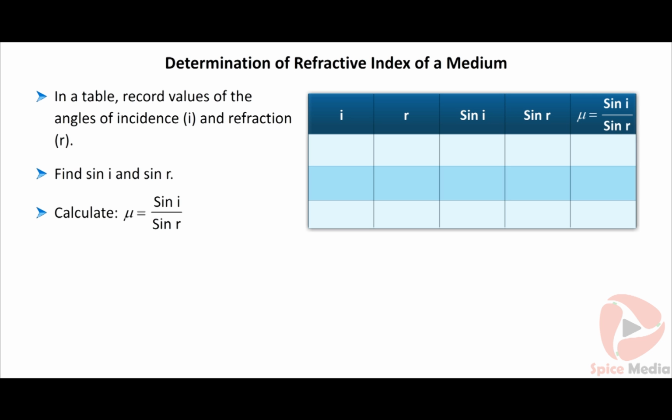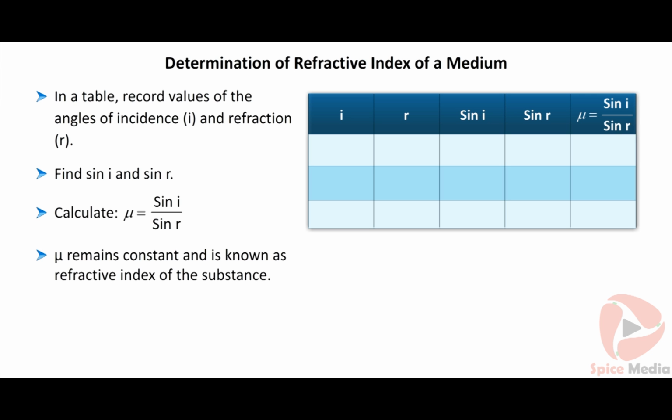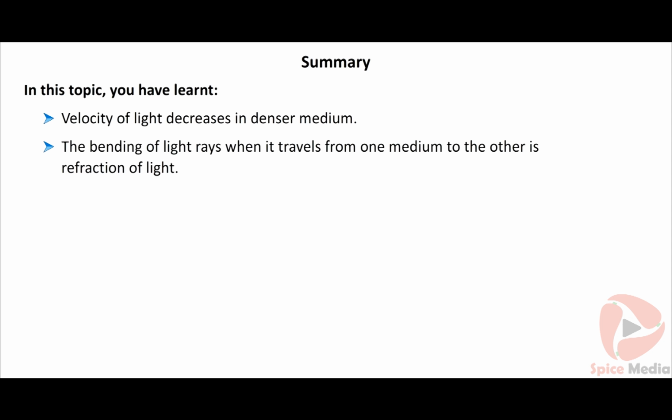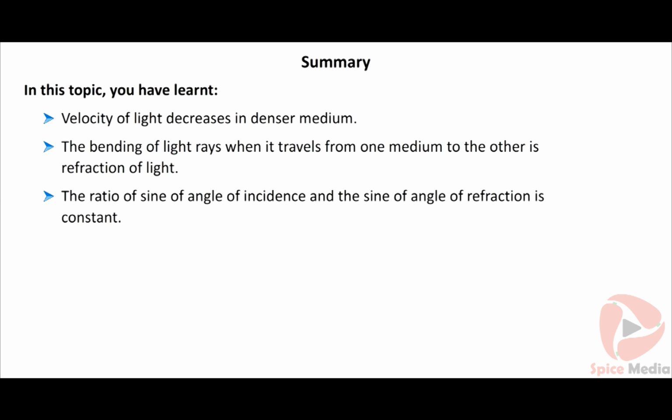You observe that the value sin i by sin r is constant. The average value of sin i by sin r is the refractive index of the glass slab. In this topic, you have learned velocity of light decreases in a denser medium. The bending of light rays when it travels from one medium to the other is refraction of light. The ratio of sine of angle of incidence and the sine of angle of refraction is constant.